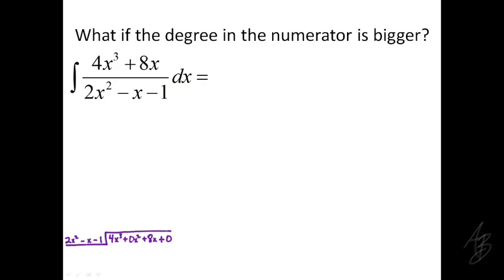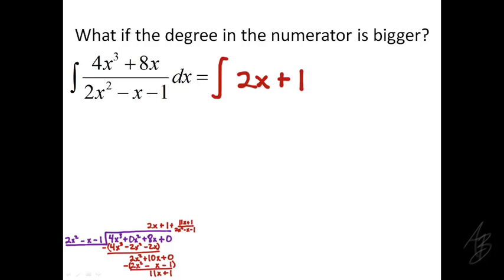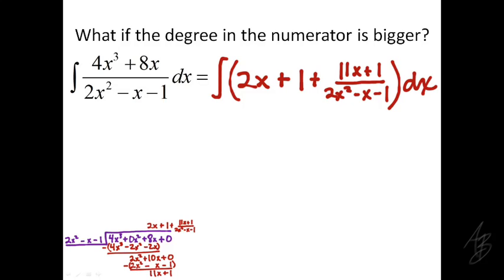And keep in mind that when we do long division, we need to include every degree in the denominator. So we don't just need the x cubed and the x terms, but we also need the x squared and the constant term. So we'll make those zeros, of course, and we're going to divide that by 2x squared minus x minus 1. Then we'll go through the long division process, and we end up with 2x plus 1 with a remainder of 11x plus 1. And so we rewrite this expression as the integral of 2x plus 1 plus 11x plus 1 over 2x squared minus x minus 1.